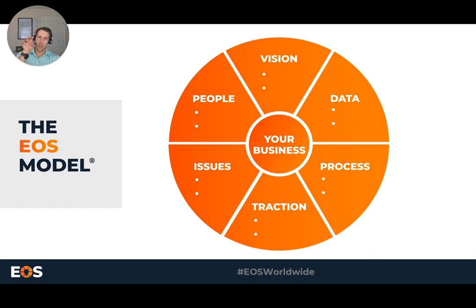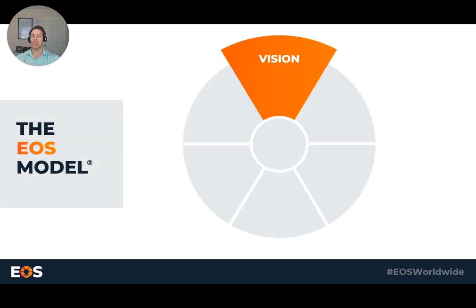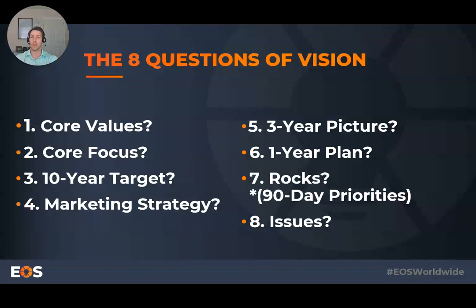And so what we're doing right now is diving into the vision component and we're saying, all right, how do you get strong? If you could only do 2 disciplines or tools to get strong in this vision component with your organization, what would you do? And so the first thing to get strong, the first way to do that is to get clear on 8 questions. And so here's what they are. What are your core values? What's your core focus? Question 2. Question 3 is what's your 10-year target? Question 4 is what is your marketing strategy? Question 5 is what is your 3-year picture? Question 6 is what's your 1-year plan? Question 7 is what are your rocks or 90-day priorities? And then lastly, question 8 is what are your issues?